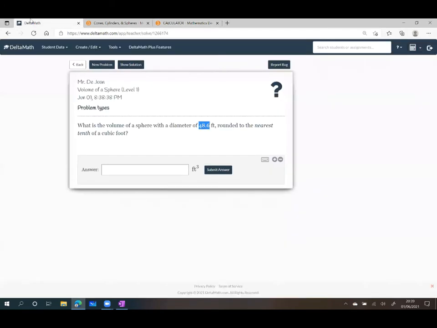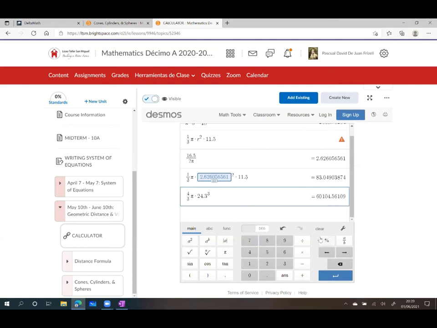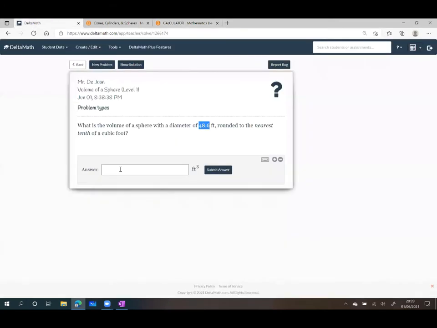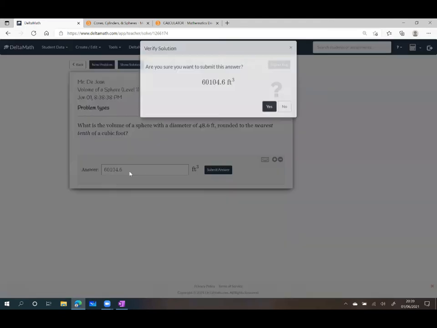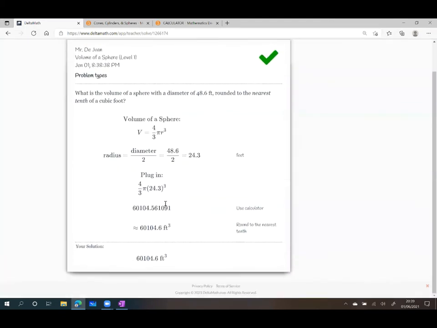Let me just double check that it was 24.3. Yes, it is. And that gives us our answer right here. Now, let's take a look at what it's asking us. It says round it to the nearest tenth of a cube. Tenth, meaning 0.56 is closer to 6. And we can enter in the formula.